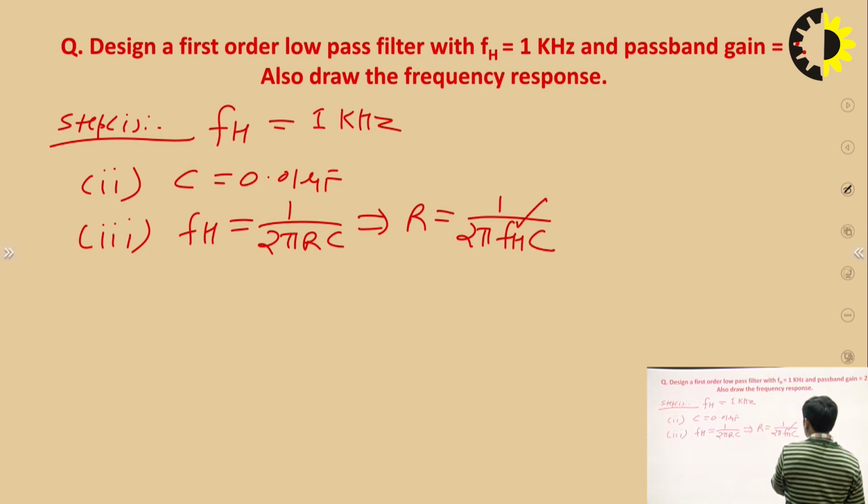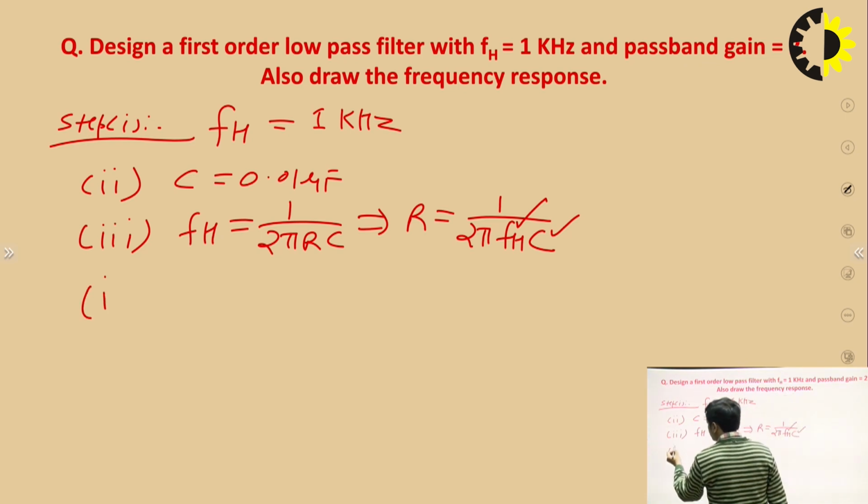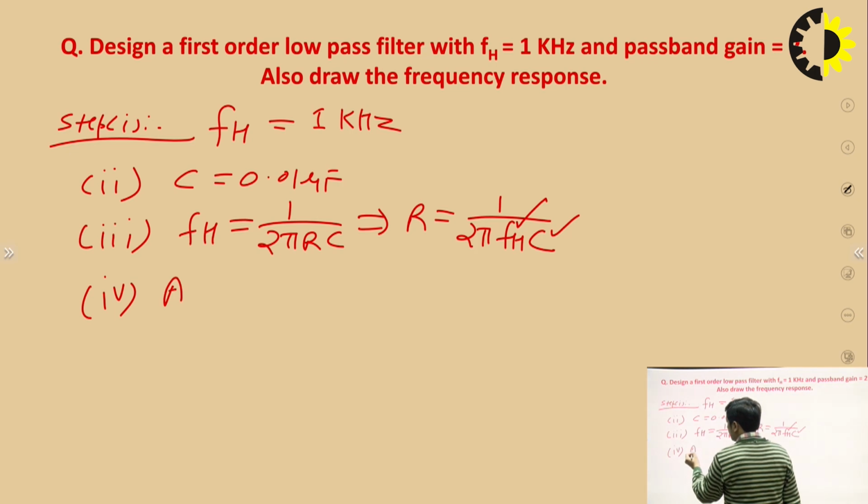FH is given 1 kilohertz. C you have taken 0.01 microfarad. Now put all these values and find out the value of R. And in the fourth step, use the equation of pass band gain.